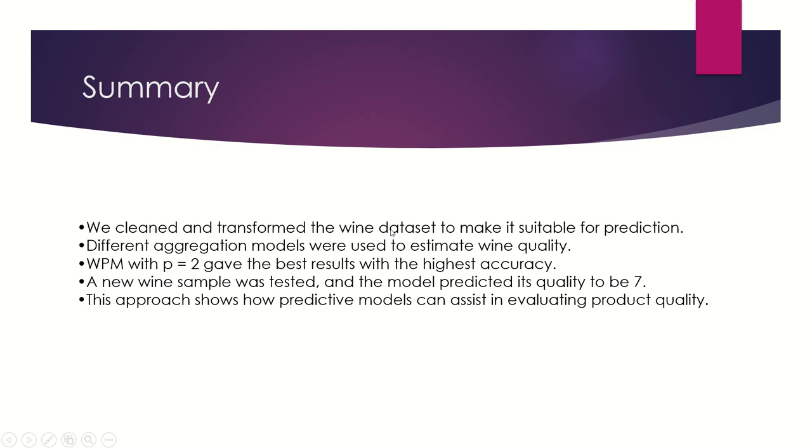Summary. We cleaned and transformed the wine dataset to make it suitable for prediction. Different aggregation models were used to estimate wine quality. WPM with p equal to 2 gave the best result with highest accuracy. A new wine sample was tested and the model predicted its quality to be 7. This approach shows how predictive models can assist in evaluating product quality.